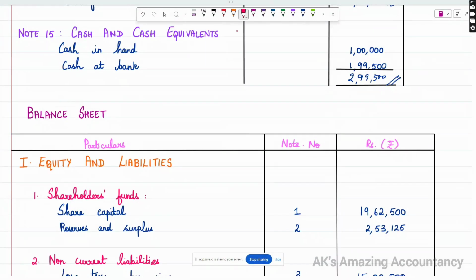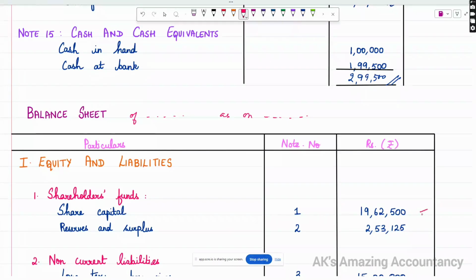Having prepared the various notes, preparing the final balance sheet is very easy. When you prepare the final balance sheet, you have to give the heading as balance sheet of such and such company, whatever name you have, as on such and such date. Now it will have columns like particulars, note number, and the final column is for amount, which will always be in terms of rupees. The main heading will be equity and liabilities, under which we'll be having shareholders funds, where we'll be showing share capital as per note 1 and reserves and surplus as per note 2.